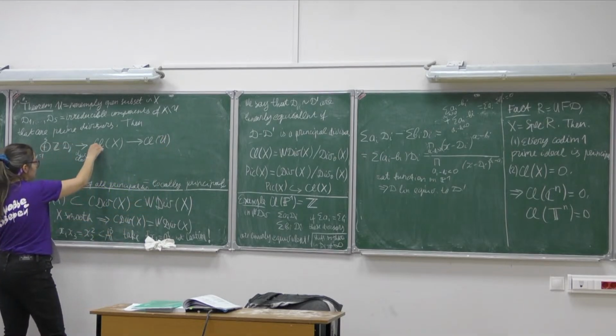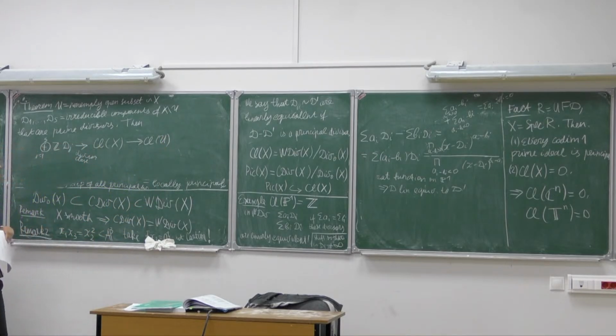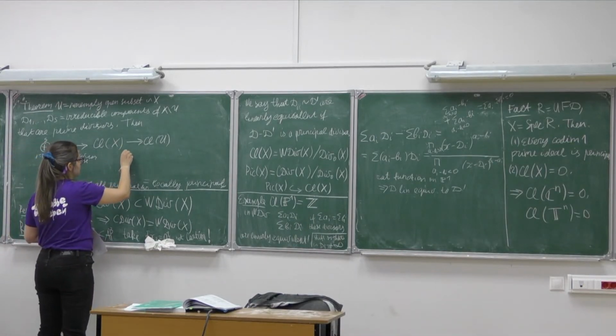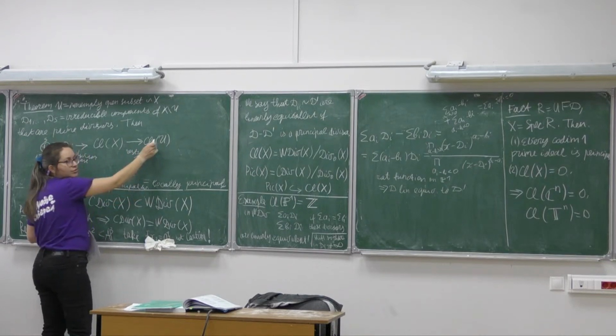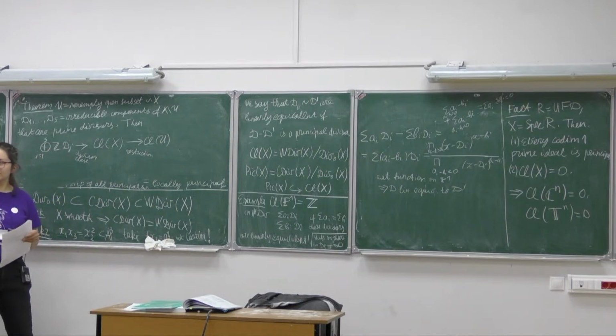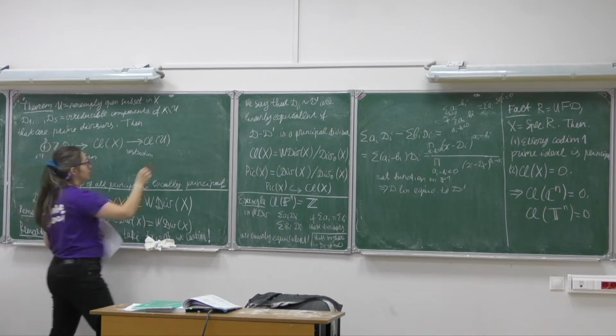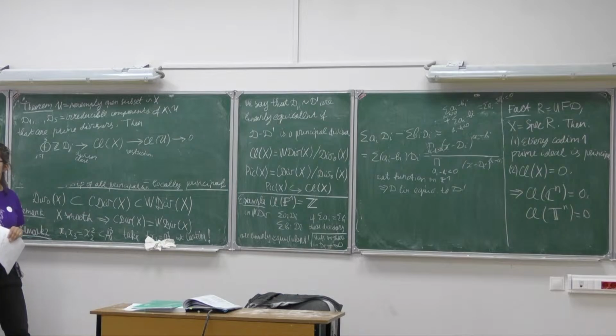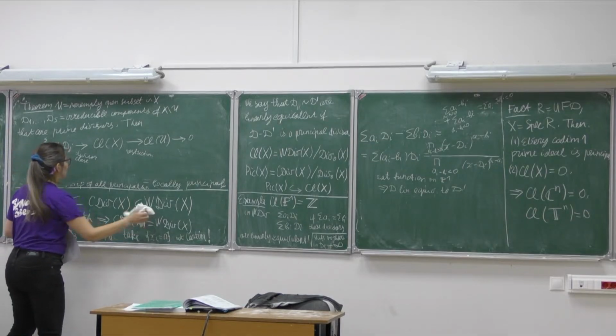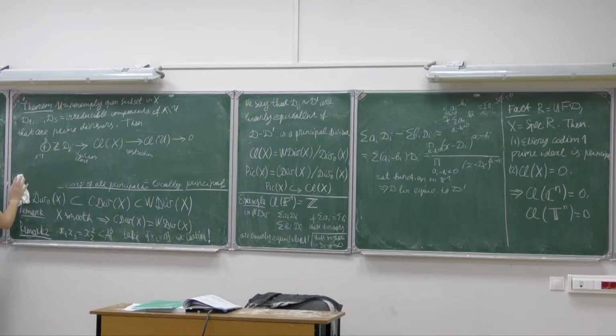Here each divisor is just restricted to U. It's not trivial. Both maps are not trivial. So you cannot just restrict the divisor.